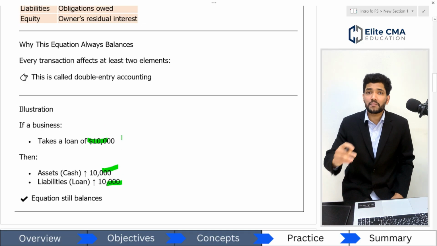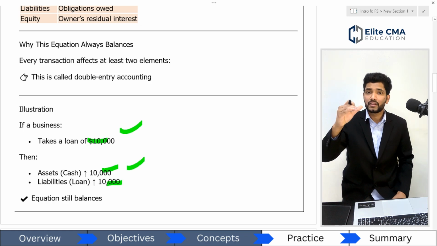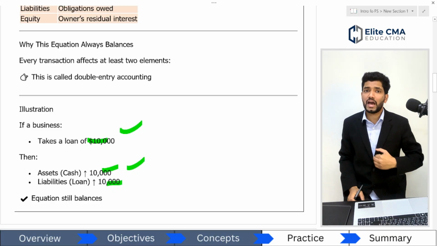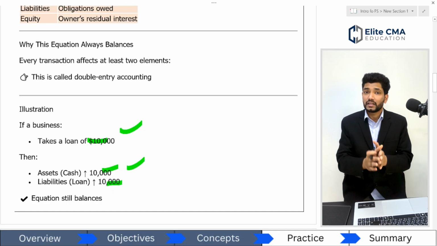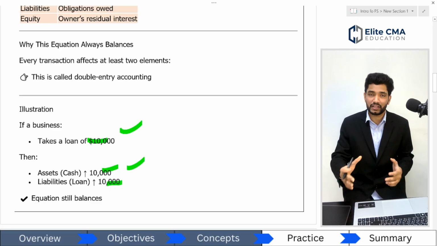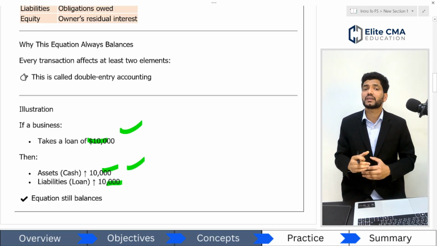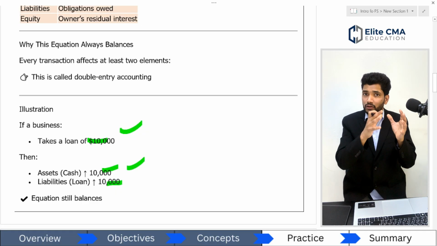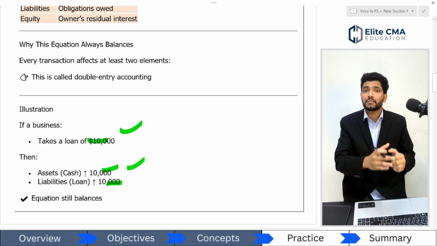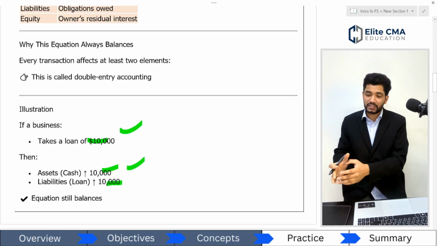Just look into this case: if the company takes a loan, the cash will increase and the liability will also increase. That means the asset side increases, and in parallel the liabilities also increase. Like this, all transactions have a double effect on the balance sheet, which will always keep the balance sheet equation the same: assets are equal to liabilities plus capital.